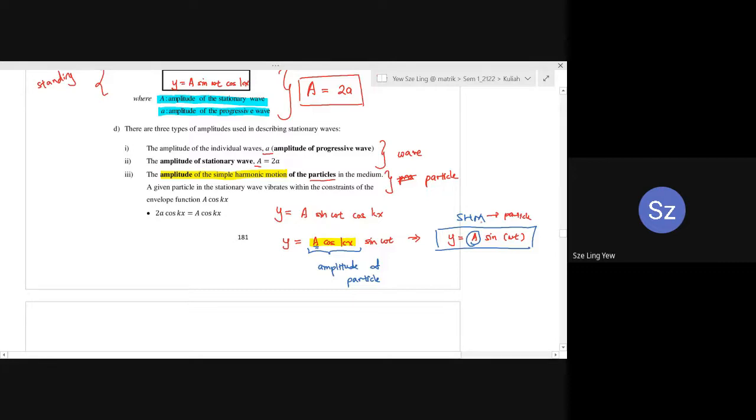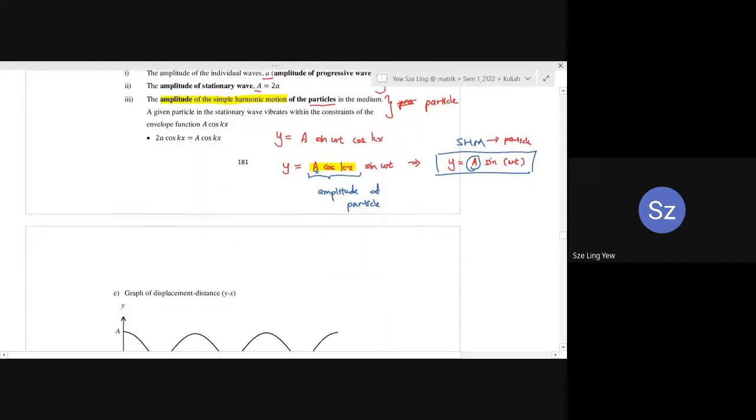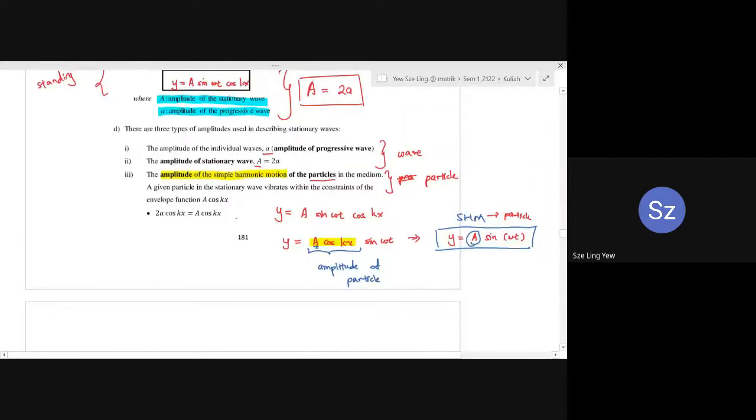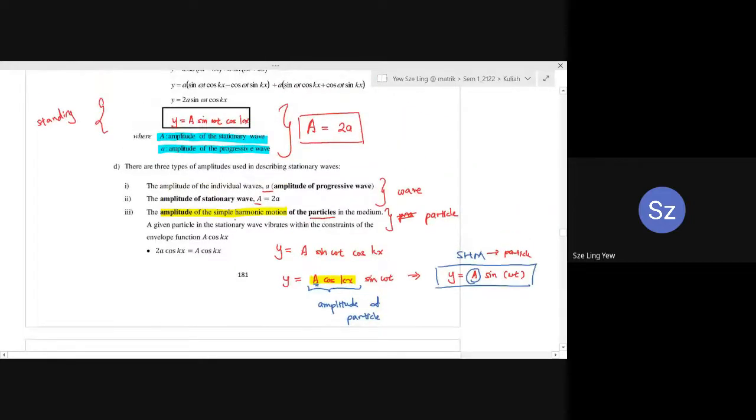What is the difference between them? So even though they are all using capital letter A, capital letter A in different equations carries different meaning. Okay, so done. I give you 2 minutes to digest what is the difference between these three amplitudes. Of course, you can write it down. You can make notes in your books, in your handout.